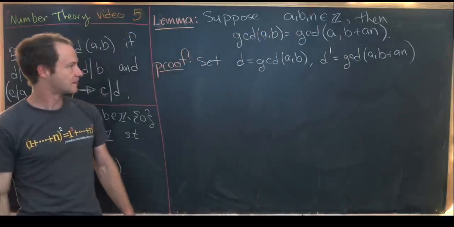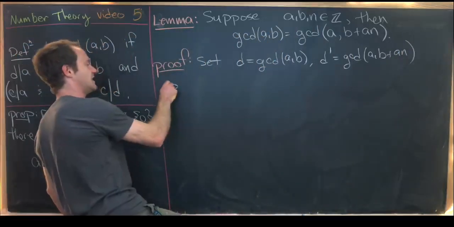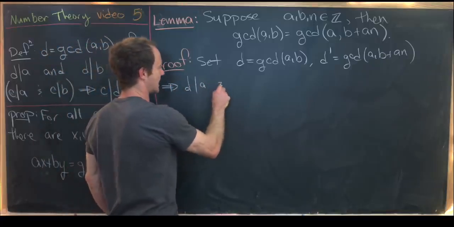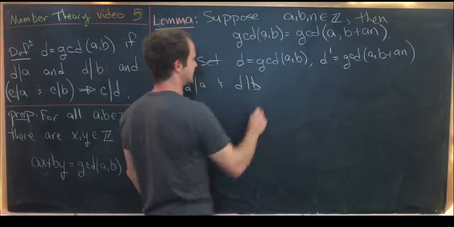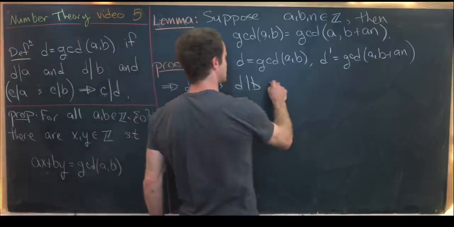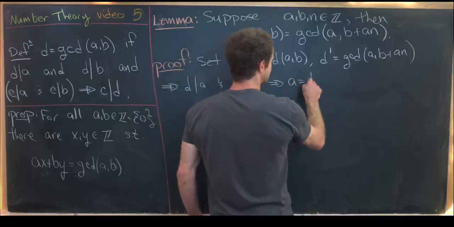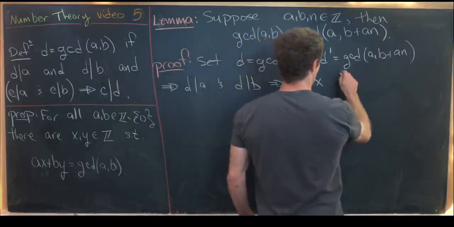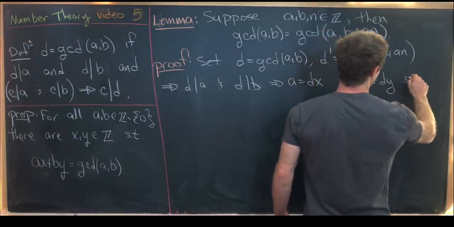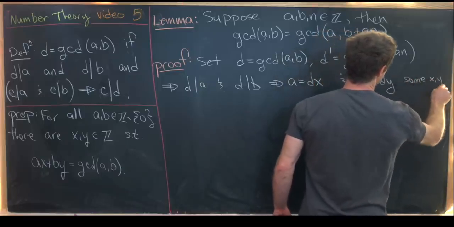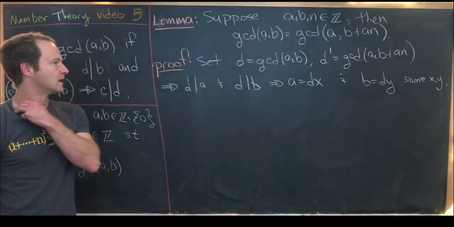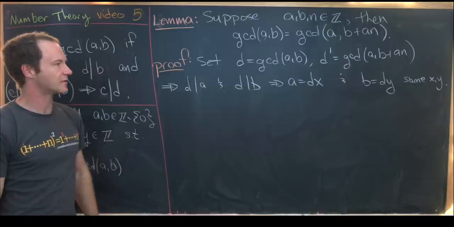Okay, great. But notice that means that d divides a and d divides b because it's a common divisor of a and b. But that means that a equals d times x and b equals d times y for some integers x and y. That's the definition of divisibility. Okay, so now where can we go from there?